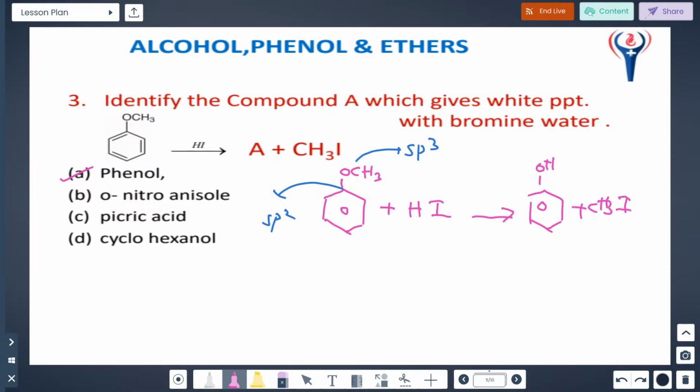One more hint they have given: gives white precipitate with bromine water. Who is giving? Only phenol gives white precipitate with bromine water. This is a hint to find out the compound. Understood? Next one.